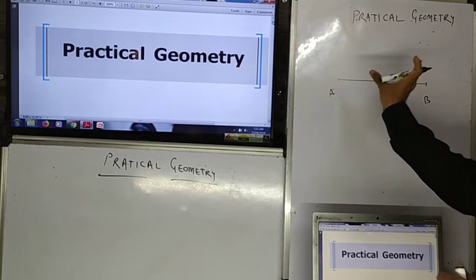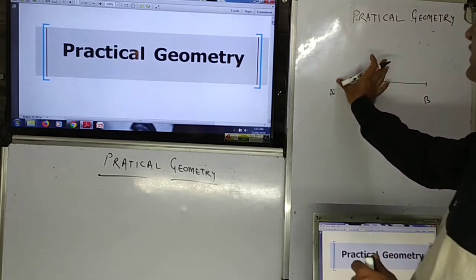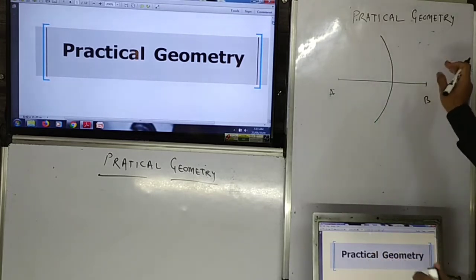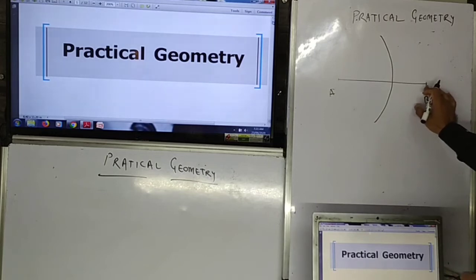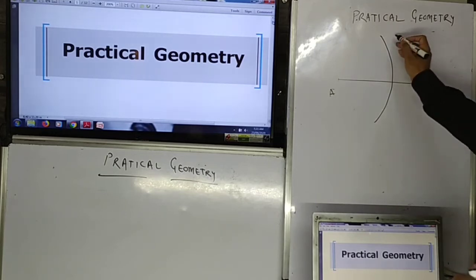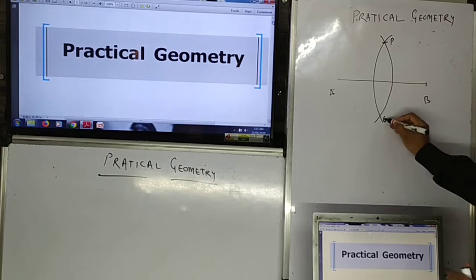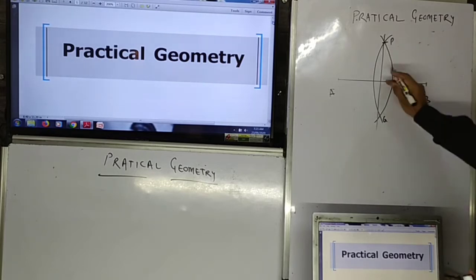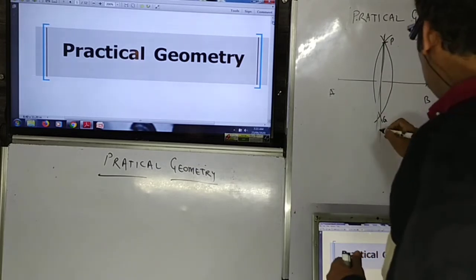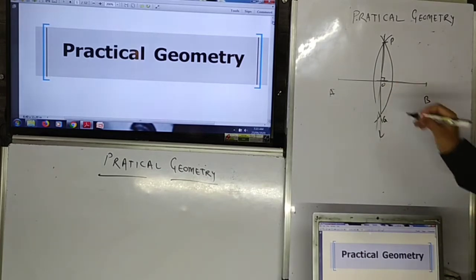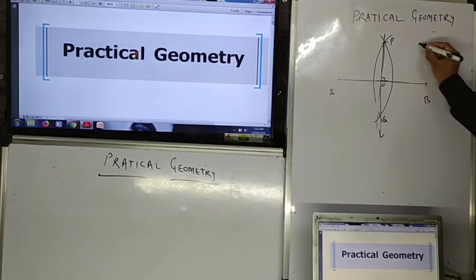Then what we do? First of all, we take the rounder and put the metallic end at A and draw one arc. Put the metallic end of the rounder with the same distance at B and draw another arc. Now these 2 points are, let us say, P and Q. Now if you join this P and Q, the resultant line segment is divided into 2 parts, and this angle is also 90 degree. This is called the perpendicular bisector of a side.